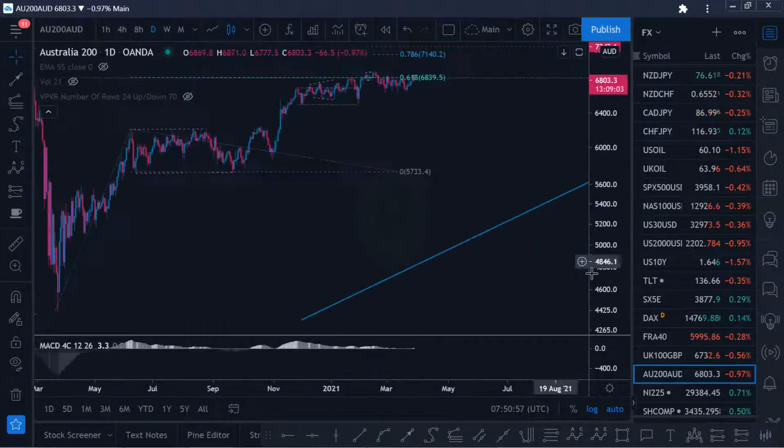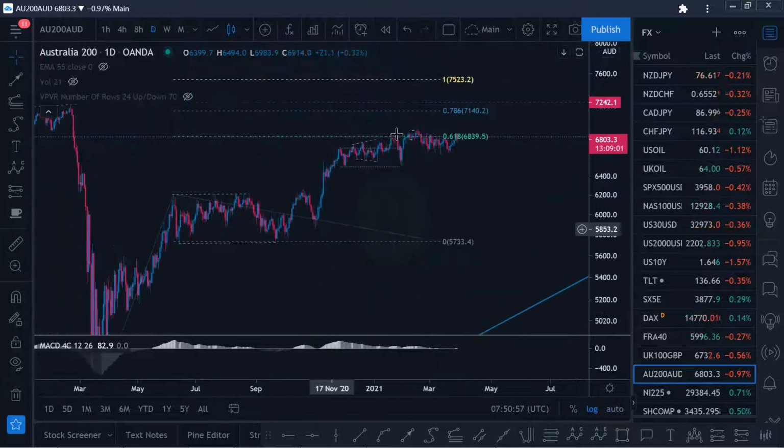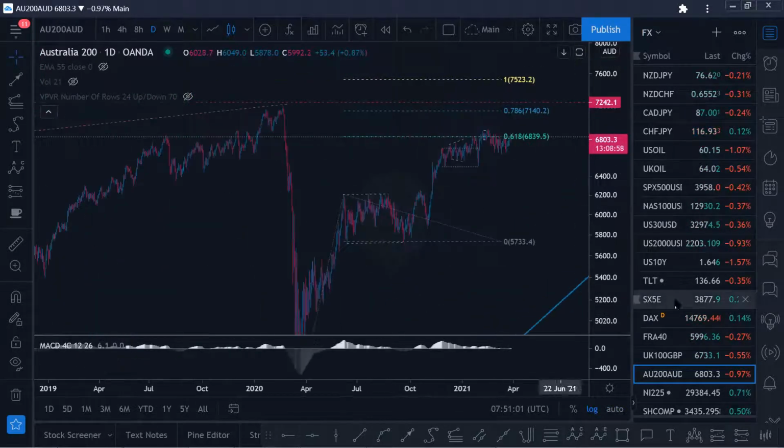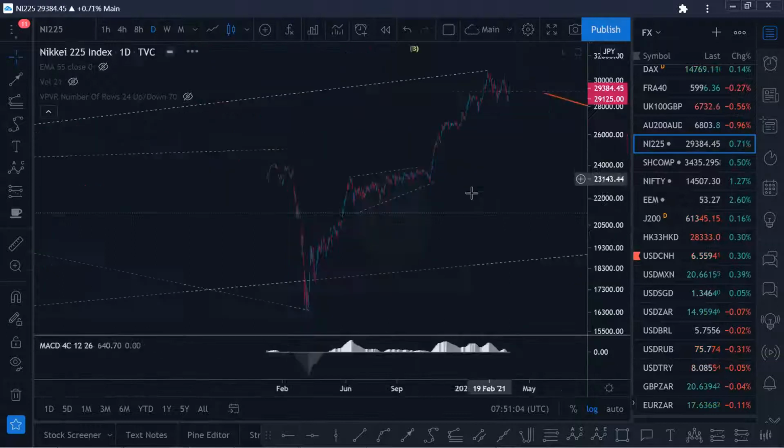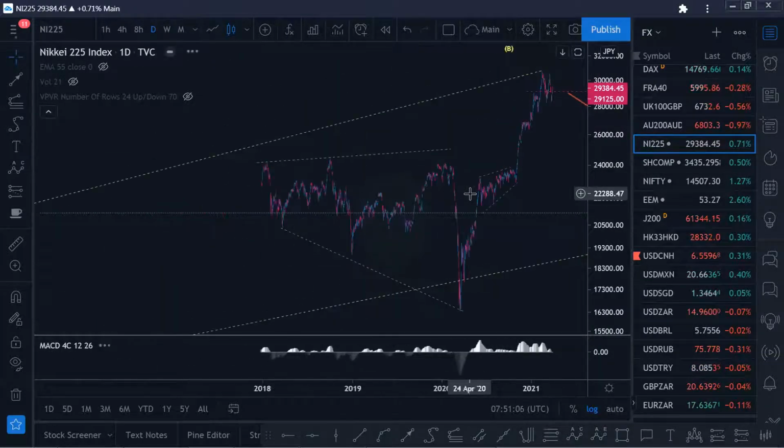So there's a little bit more upside here that could play out. But again, playing with fire near the highs of the structure. The Nikkei, I think, is in trouble here. I think we're going to start to see a turn to the downside.